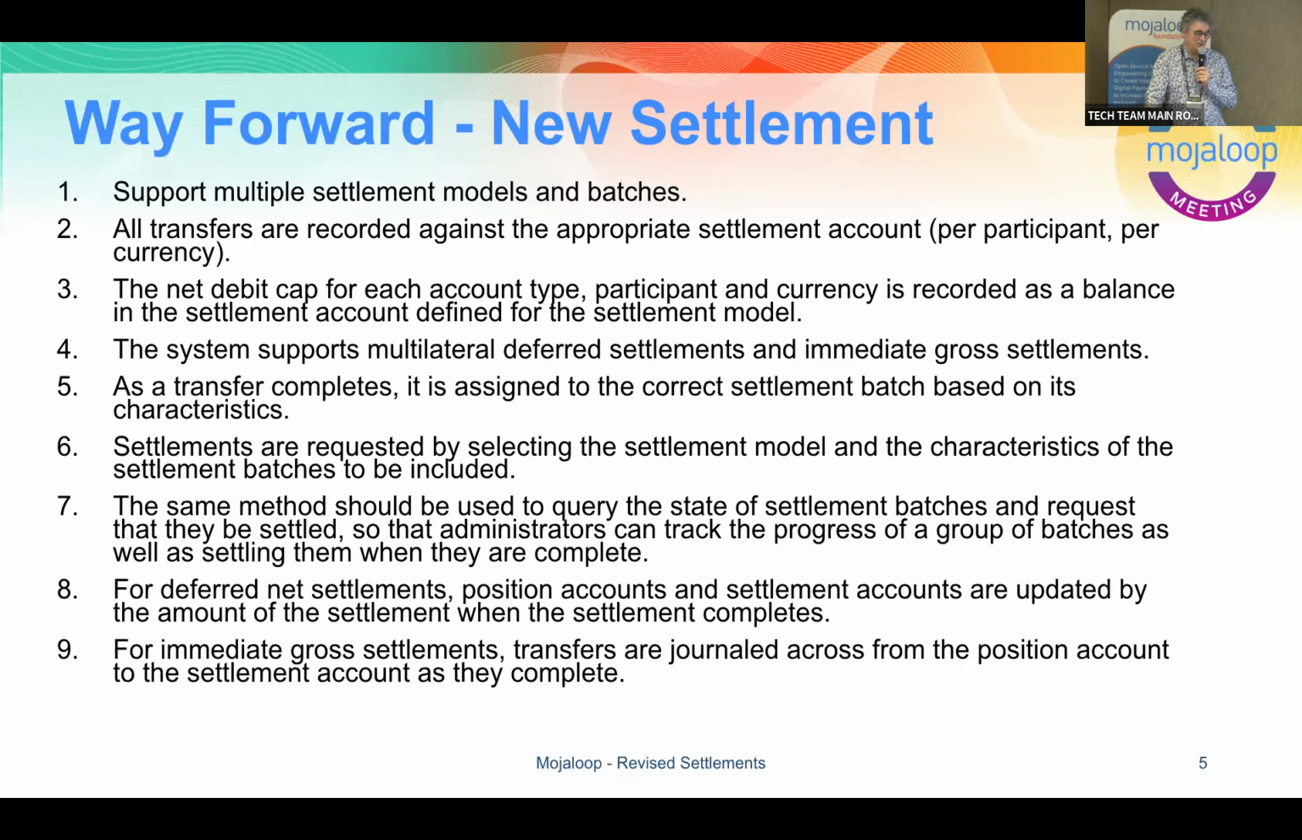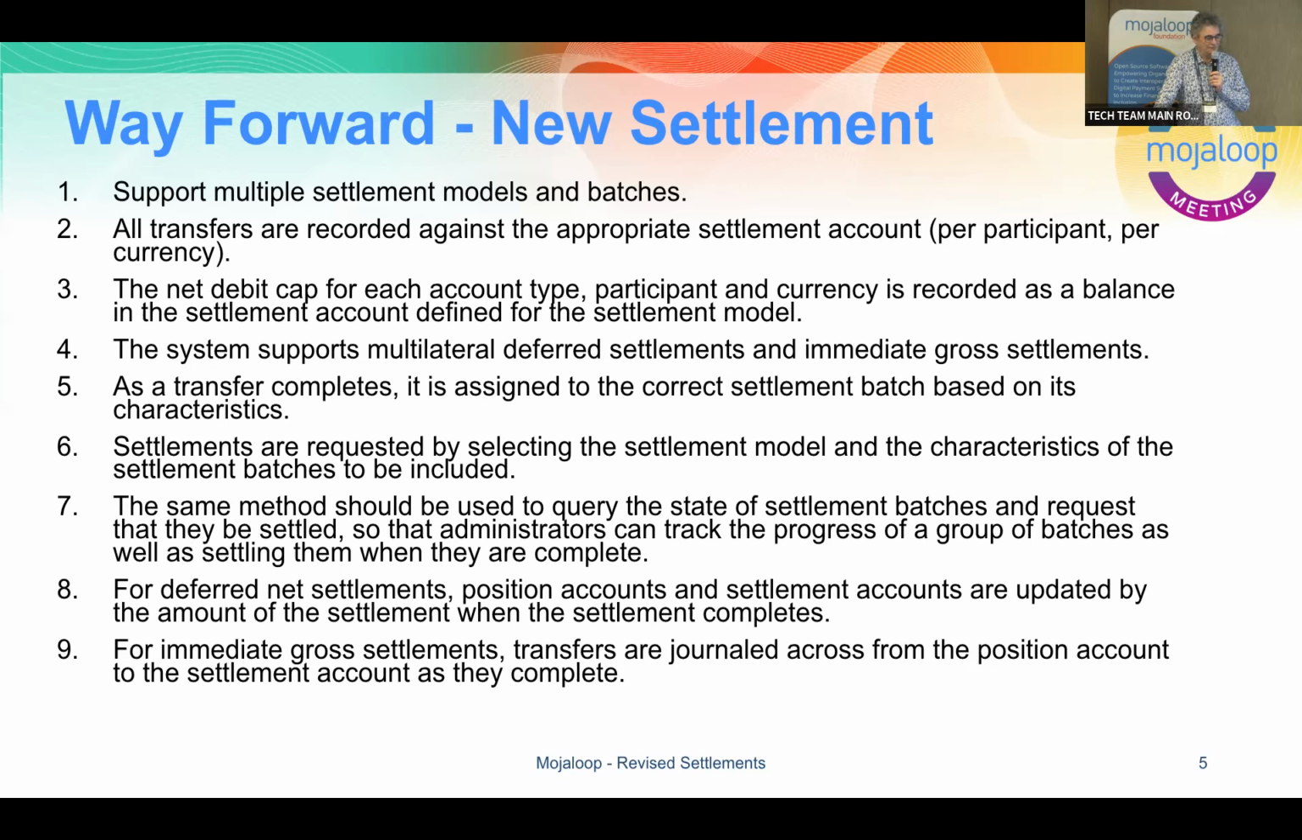As a transfer completes, we want to be able to assign it to the correct settlement batch based on its characteristics, and we want to request settlements by saying which settlement model we want to settle, and give the characteristics of the batches. Instead of saying, I want to settle batch 376, 374, and 393, we want to say, I want to settle everything that happened between 4 o'clock and 6 o'clock yesterday.